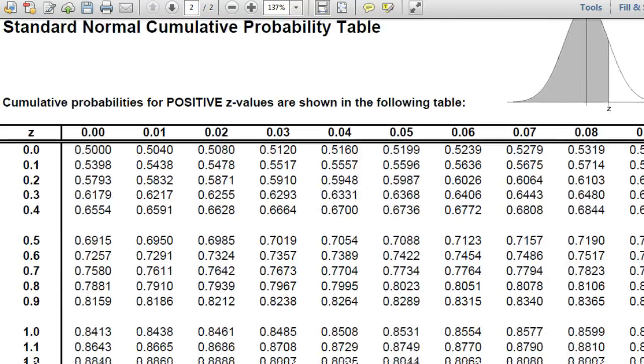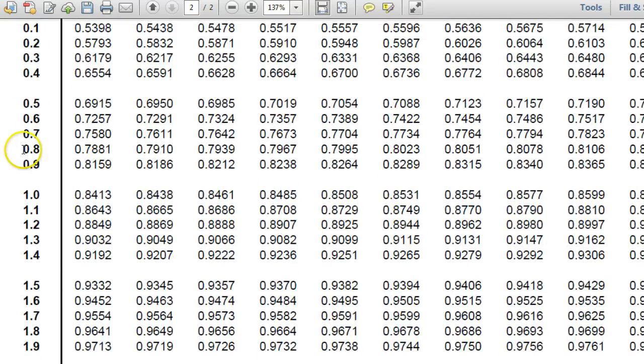So let's see, this is positive, so here I go. I see 0.8 is right here, and then it's 0.88. So this is 0, 1, 2, 3, 4, 5, 6, 7, 8. Okay, 81.06.